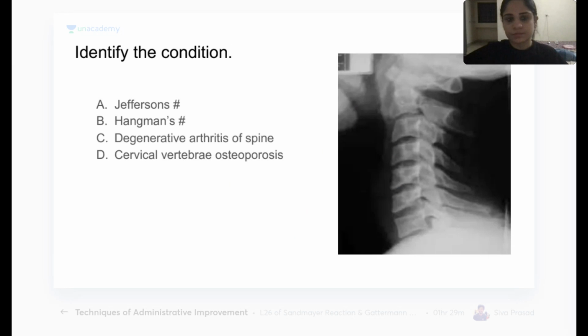That's why. Okay. Identify the condition in this case. Jefferson's fracture, hangman's fracture, degenerative arthritis of spine, or cervical vertebral osteoporosis. It's a little difficult, but we have already discussed these fractures before, so that's why I included this slide.